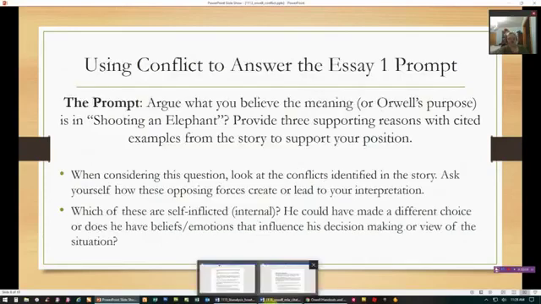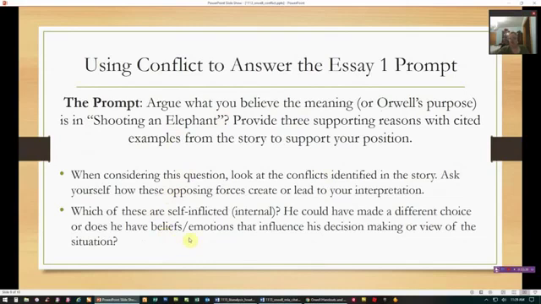So if you're using conflict to answer this prompt, look at all the possible conflicts. I gave you a whole lot. That doesn't mean there aren't others. These are just some examples of the more obvious ones. You don't have to talk about all of them. You can explore just one of these conflicts, and you might not see other possible conflicts as important as others, right?